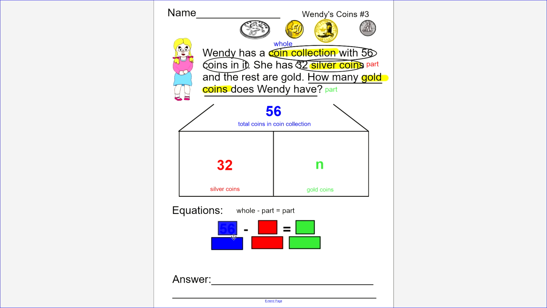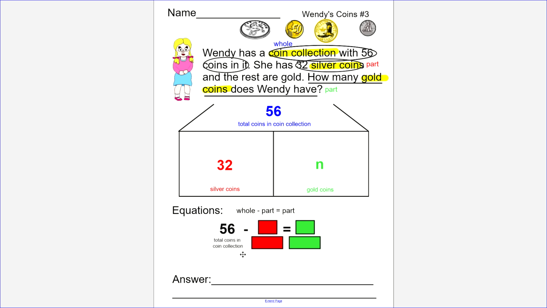Yes, 56 is the whole. Think about what this 56 is. Look back at the bar diagram. What label goes with this 56? That's right, 56 total coins in the coin collection.